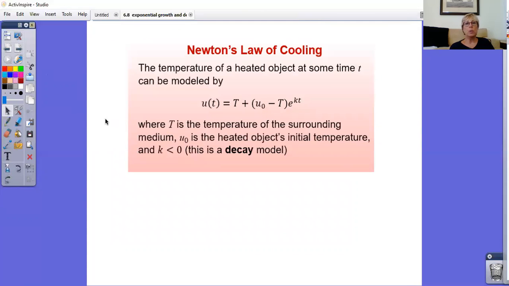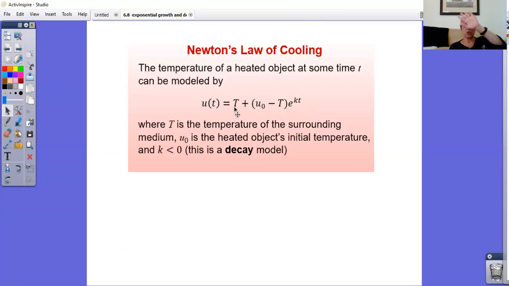And then finally, Newton's law of cooling. So in Newton's law of cooling, we have this formula. T is the temperature of the surrounding medium, or the air, or the surrounding water, whatever the context of the word problem. U naught is the heated object's initial temperature, and U of little t is the temperature at any time little t. So U of t is the temperature of the object at any specific time.